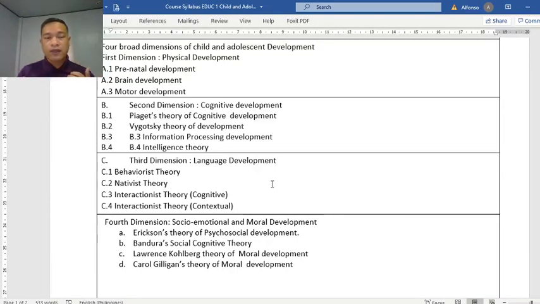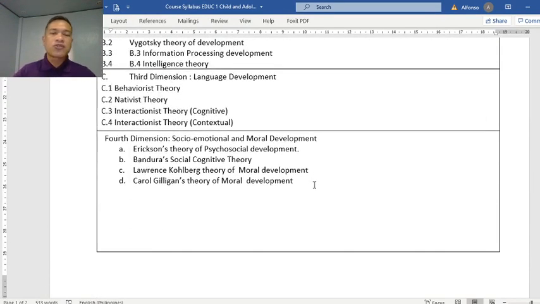And so therefore, it is also a requirement for all teachers to understand how language develops among learners. On this note, we are going to look at four theories as our baseline for trying to understand language development. And that would be the behaviorist theory, the nativist theory, and the interactionist theory, cognitive based and contextual based.